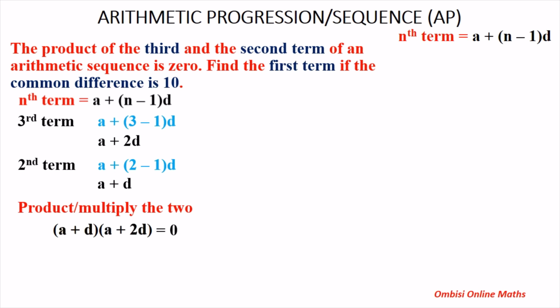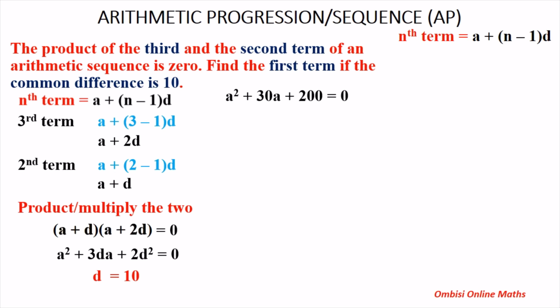So if you expand or open up the brackets, you'll have that a squared plus 3da plus 2d squared equals 0. And since you have been given that d equals 10, substituting into this, you're going to have that a squared plus 30a plus 200 equals 0. Now, if you look at this, it is a quadratic equation. So we can solve it by any of the methods that we know, that is, we can use the completing the square method, we can use the factorization method, we can also use the quadratic formula.